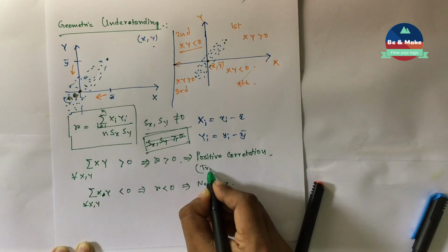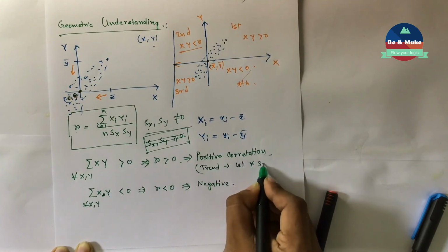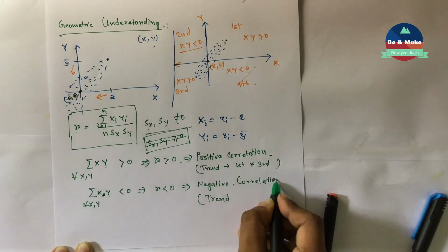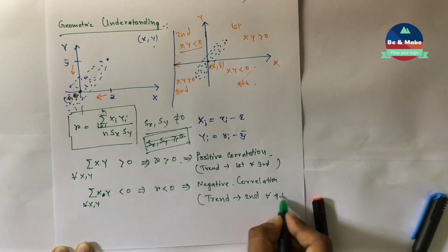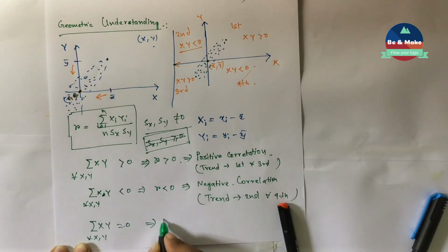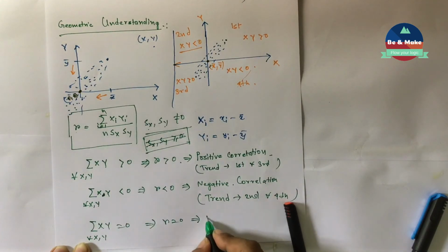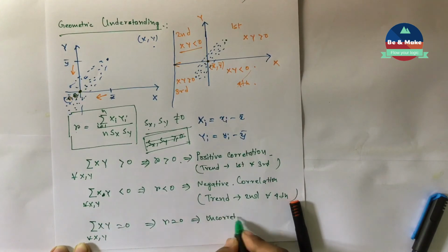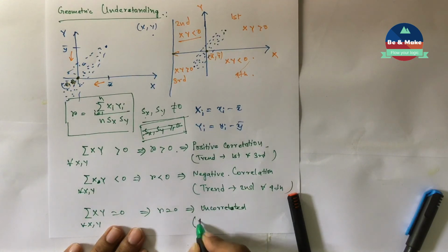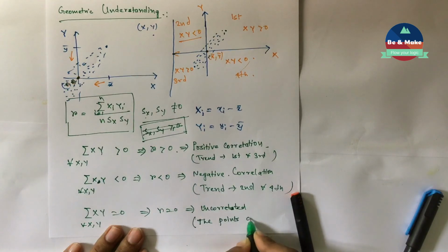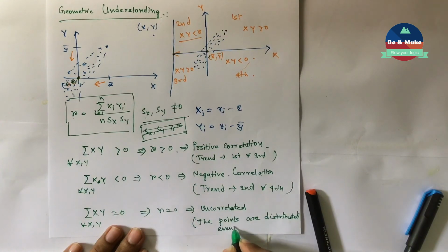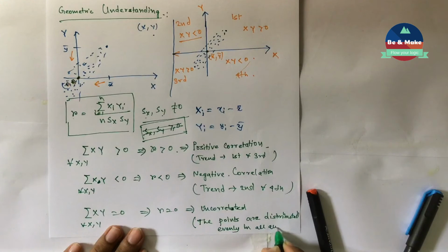So the trend is in the first and third quadrant for positive correlation, and here for negative correlation the trend will be in the second and fourth quadrant. And if x into y summed over all points is equal to 0, that is, R equals 0, that is uncorrelated, then the points are distributed evenly in all quadrants.